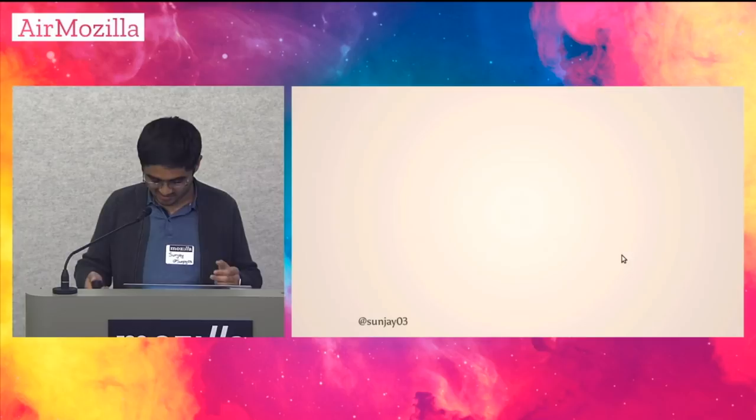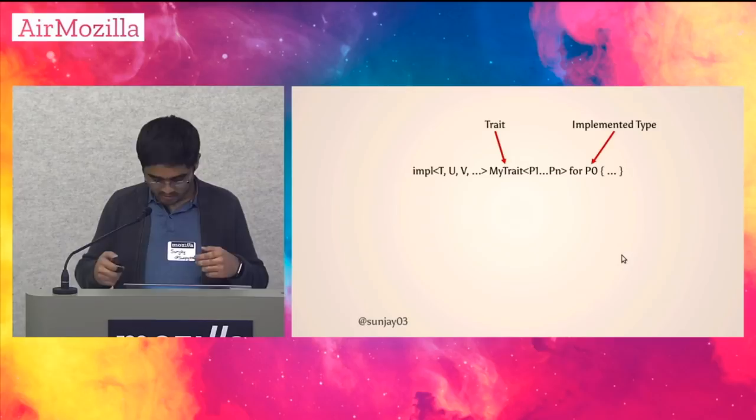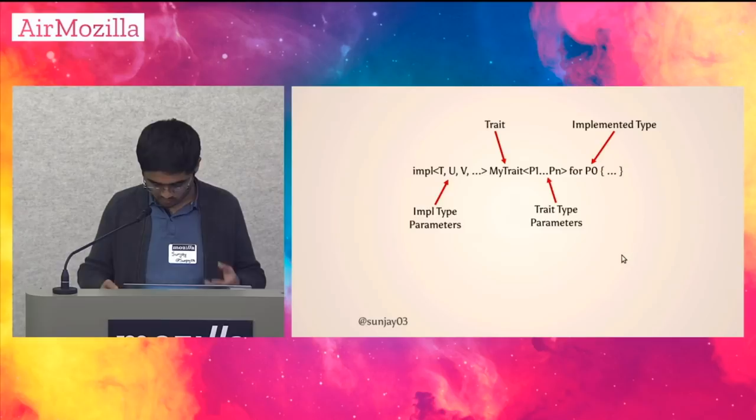So the orphan rules are centered around impls. An impl describes the implementation of a trait for a given type. And impls can have zero or more type parameters, and the trait itself can also have zero or more type parameters. One thing I've done, which is going to come in handy later, is I've labeled the implemented type as P0 and labeled the type parameters of the trait as P1 to Pn. Now let's talk about why I did that.